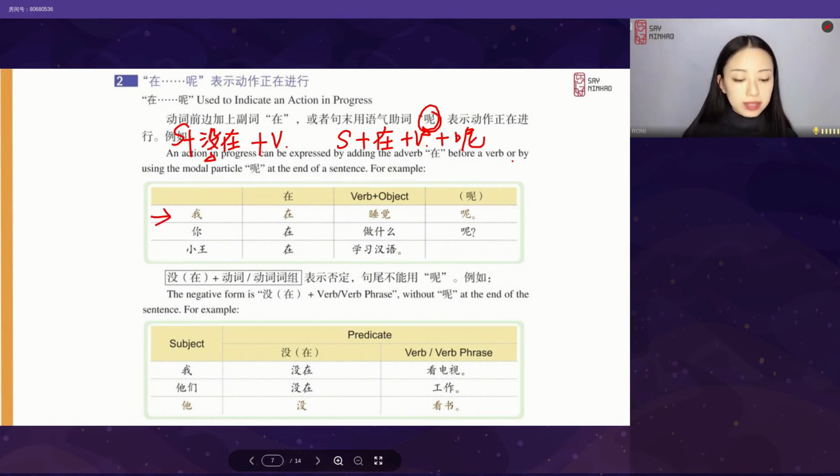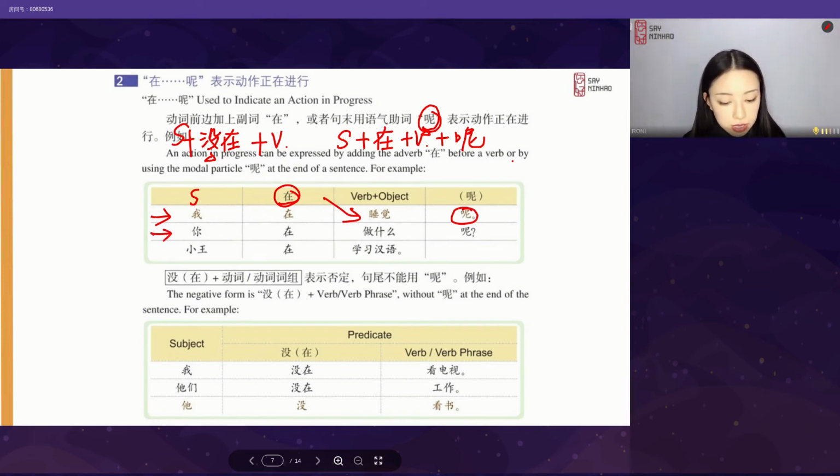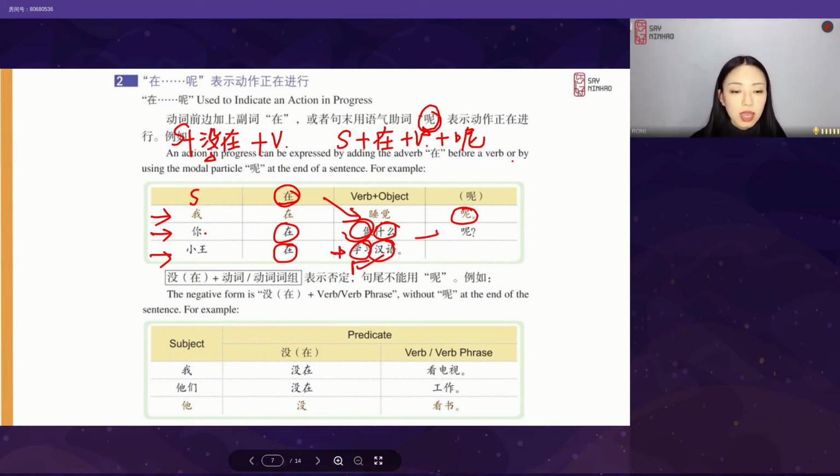First one, 我在睡觉呢。The subject, me, 在, and plus a verb which is 睡觉. And we will put 呢 at the end of the sentence. Next, 你在做什么呢？你 the subject, 在 plus the verb 做, and the object of 做 is 什么, and then 呢. 你在做什么呢？And next one, 小王在学习汉语。It means Xiao Wang is studying Chinese, 在 plus the verb 学习 and then the object 汉语. In this sentence, there is no 呢 at the end of the sentence.